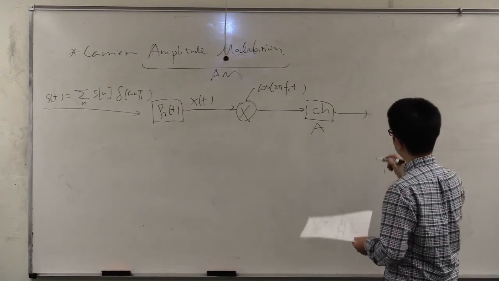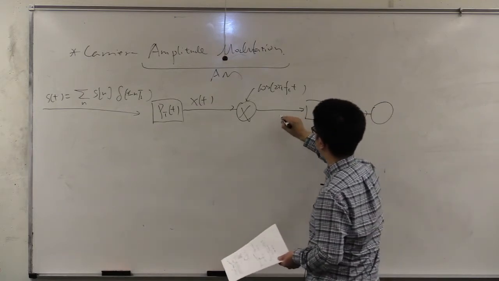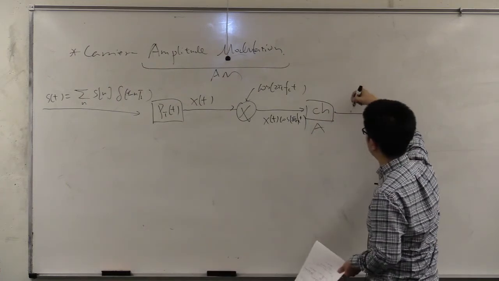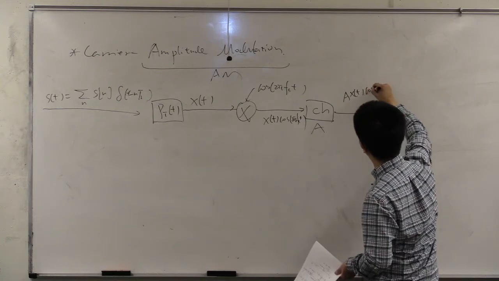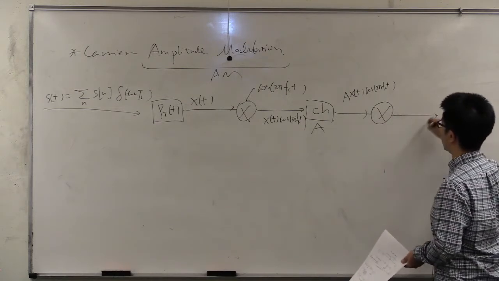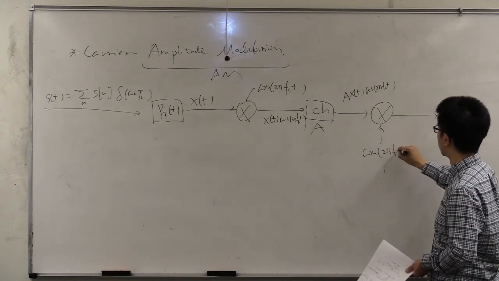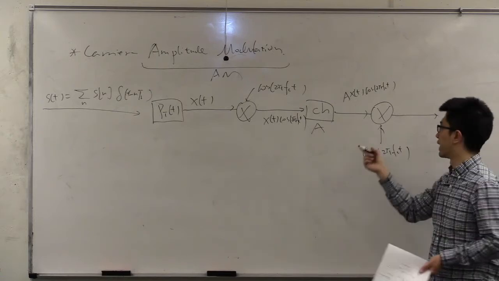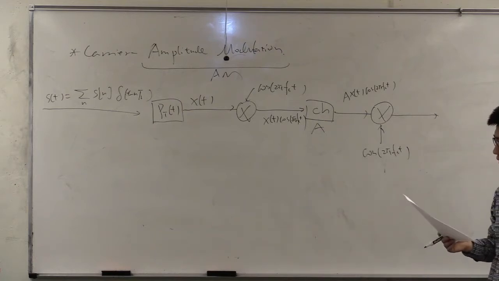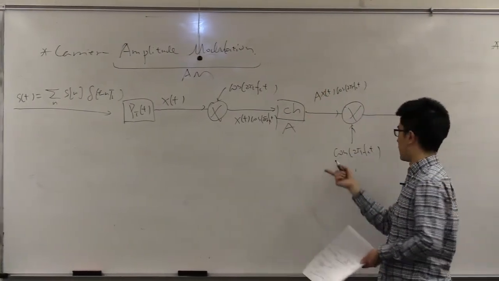So what we got here is x(t) cosine 2 pi fc t, and what we got here is a times x(t) cosine 2 pi fc t. Then at the receiver side, we multiply by another cosine 2 pi fc t. There might be some magnitude in front to get rid of this a, or to try to recover x exactly. The idea is that we multiply by the same carrier, the same cosine again.